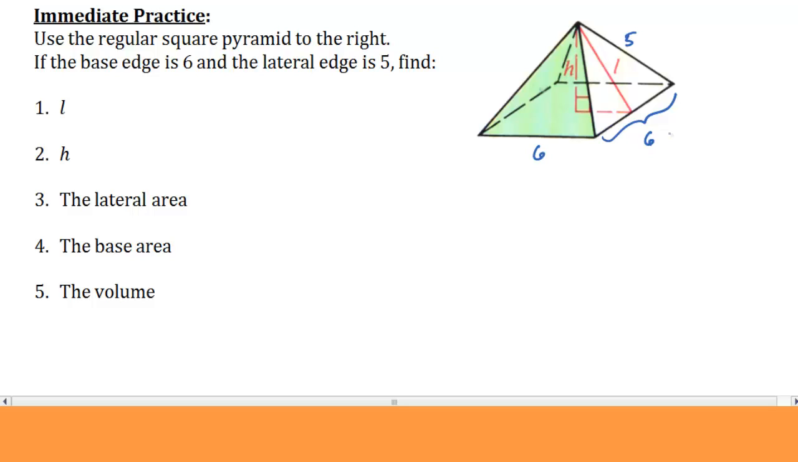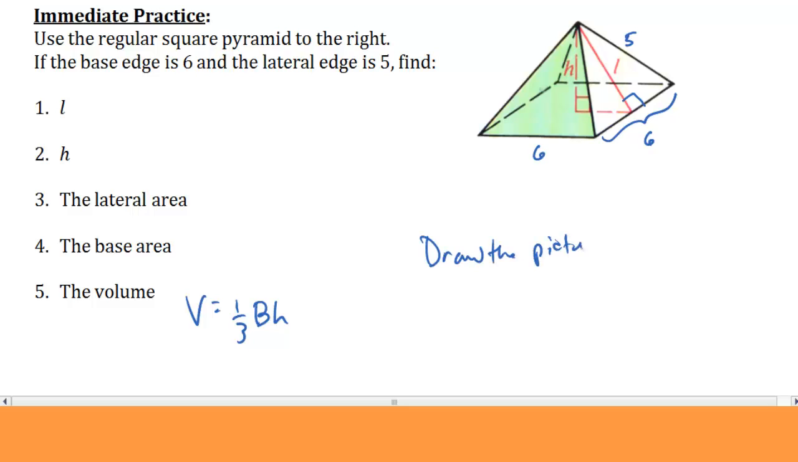To find L, you're going to do like I did in the first example and use the right triangle formed over here. To find H, you're going to use the right triangle drawn in red in the middle. Once you've found L, L will be the hypotenuse of the triangle you're using to find H. The lateral area, you're going to find the area of one of the faces and multiply by 4. The base area, you're just going to simply find the area of that square at the base. That's the easiest one. And then the volume, you're going to use the formula 1/3 of the area of the base times the height.